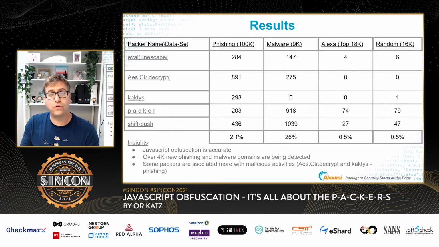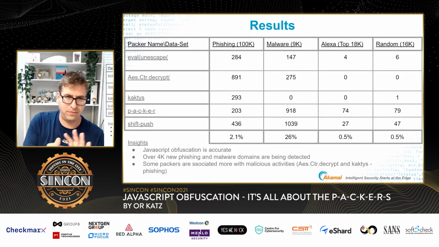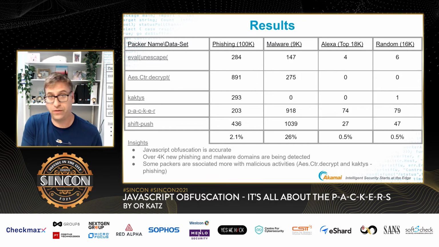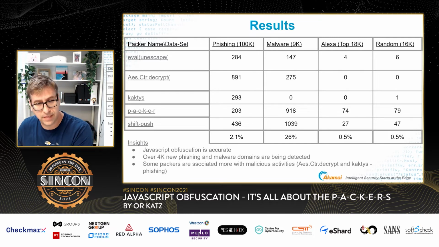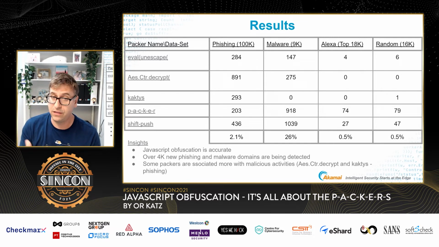Some of those packers were associated with malicious activity only, which is a good indication. For example, if we can see the AES decrypt kind of packer functionality, I can say very easily, or with high certainty, that once I see detection of AES decrypt being used in the wild, in most cases that represents something malicious. It represents phishing, malware, or a combination of those two, because we don't see hits of those on Alexa and random data sets. That's a good sign. That means I have a detection rate for malicious JavaScript for, well, not all the packers that I use, but some of those packers.